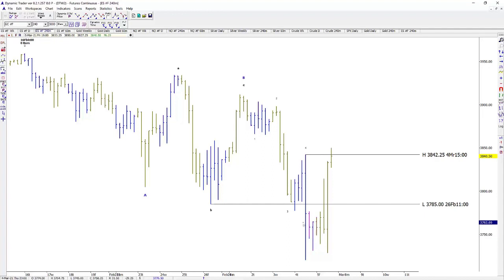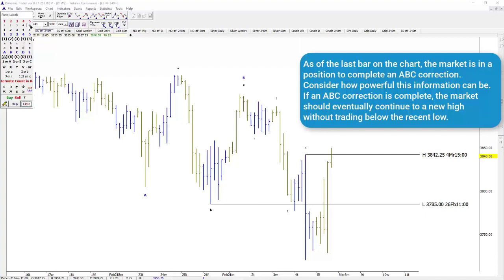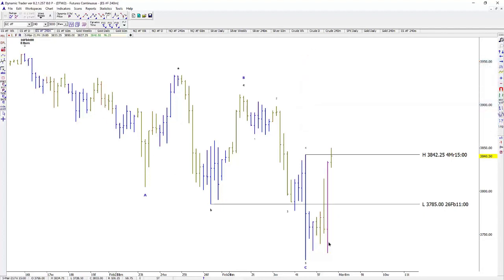Well, there we go. As of the last bar in the chart, we're in a position to have completed an irregular ABC. Each one of these sections is not ideally subdividing, but what was important is we recognized this was the potential. A, B, and C should subdivide into 5 waves, and this has subdivided nicely into 5 waves, traded above the wave 4 high. This market is in the position to have completed a corrective decline.